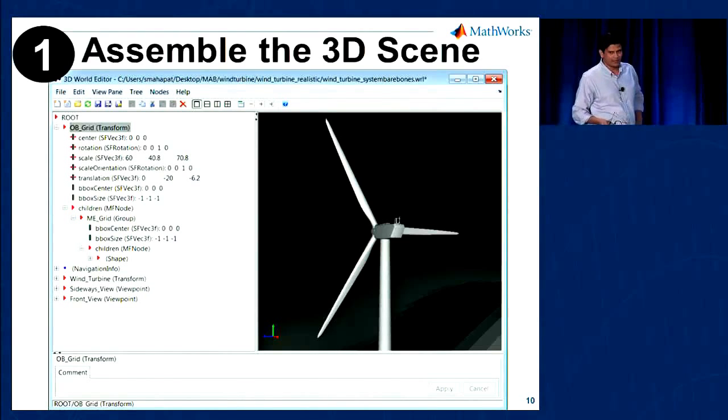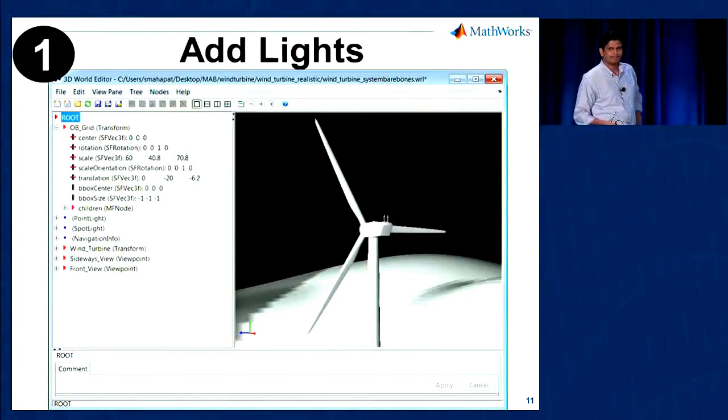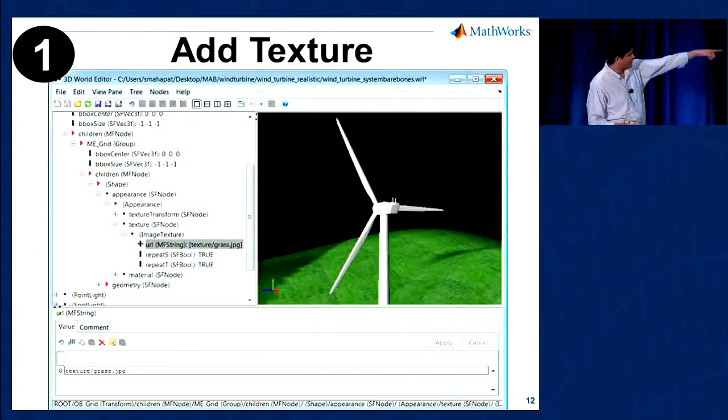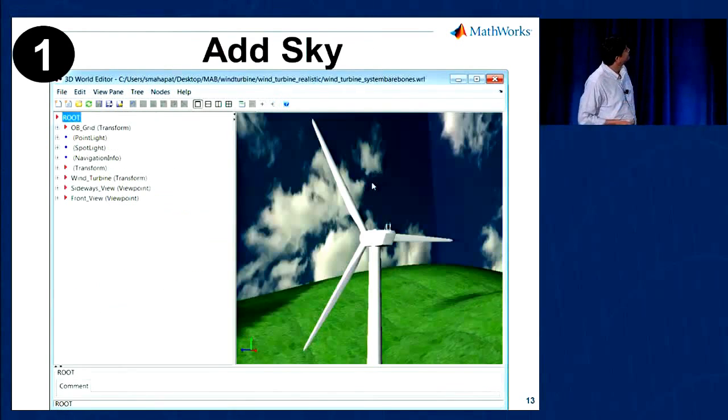Don't build it, assemble it. That's the mantra. Add the lights. I'm going through a recipe here for the simulation engineer. Add texture, basically take an image and just wrap it over the 3D object. It looks like grass from far. Add a sky. I added a dome, and I added a picture of the sky on top of it.